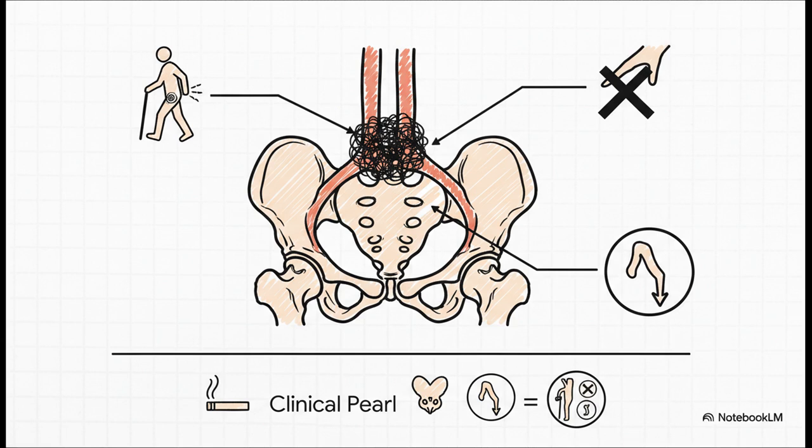But here's the one that's most important for the boards: the impotence, or erectile dysfunction. That's because of decreased flow to the internal pudendal artery. So remember this clinical pearl. If you see a smoker with hip pain and ED, it's Leriche until proven otherwise.